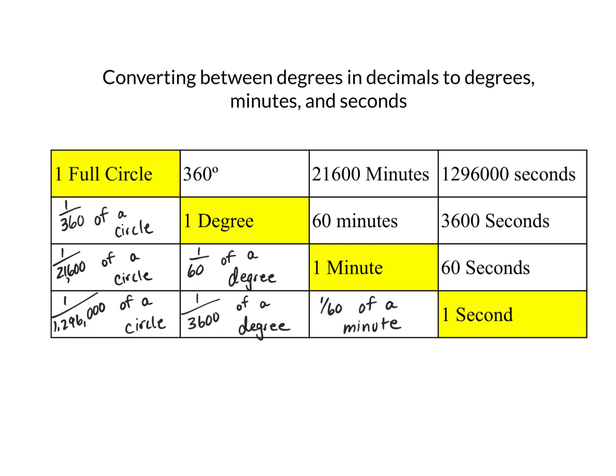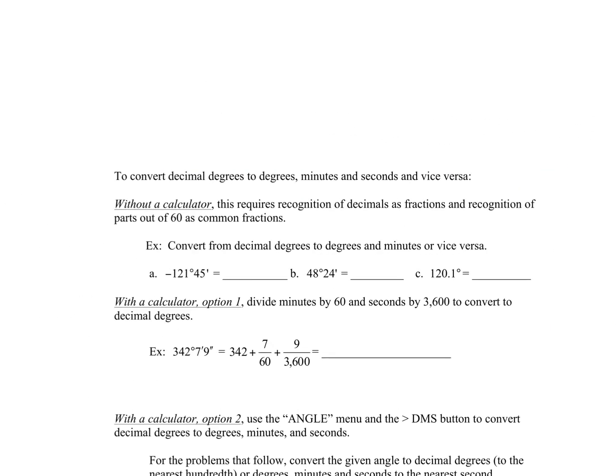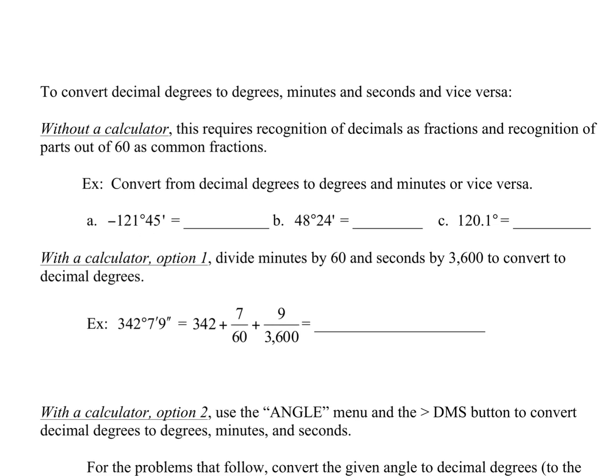So when we convert, we have a few ways of approaching this. We're going to talk quickly here about doing so traditionally without a calculator, and then one way with a calculator. I'm going to add a quick supplemental video just so you can see how to do this with our calculator as well. What we want to do is recognize that decimals as fractions and parts out of 60 are also common fractions.